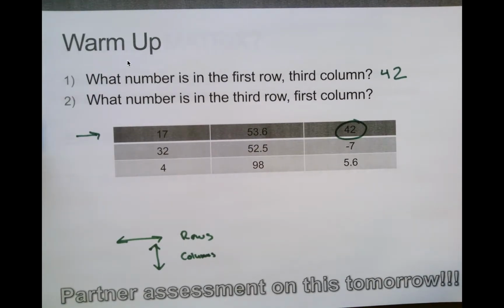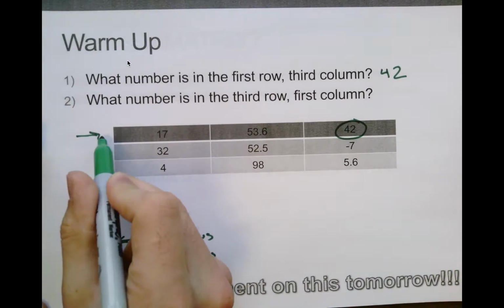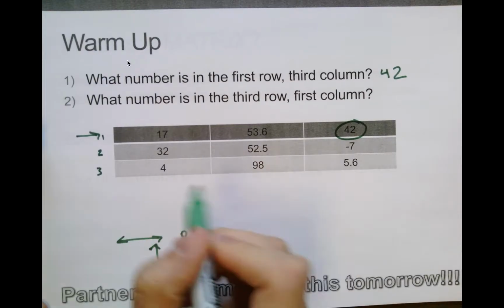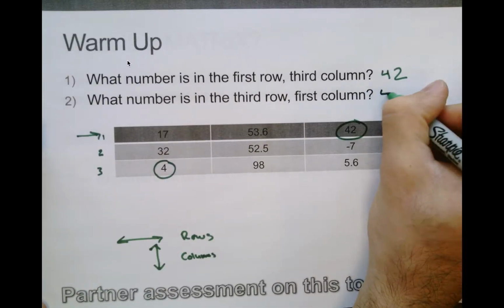Now for the second question, what number is in the third row, first column? Third row would be down here. First column would be 4.